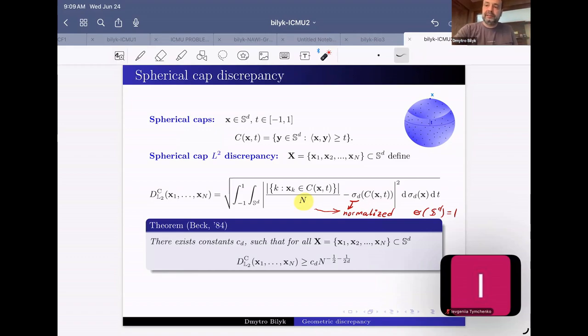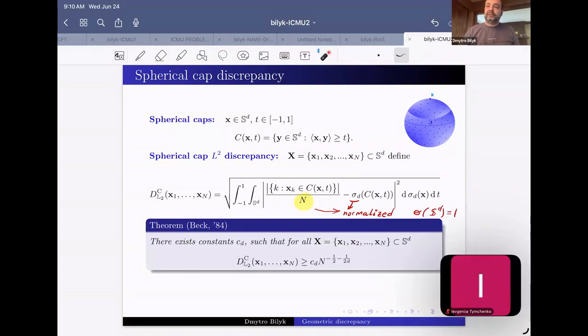We're squaring this. This is an L2 discrepancy with respect to caps. And we're averaging over all possible caps in the following way: we're just averaging over all centers of the caps and over all heights of the caps. Okay, so I hope everything's clear about what the cap is and what the setup is. One difference from the previous lecture is that here we divide by n. So all the estimates will be divided by n.